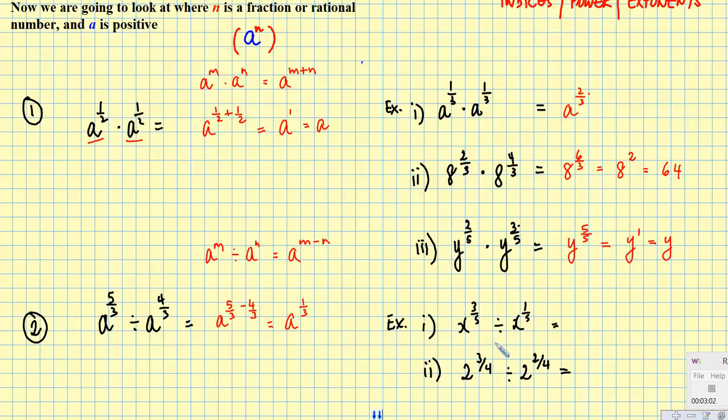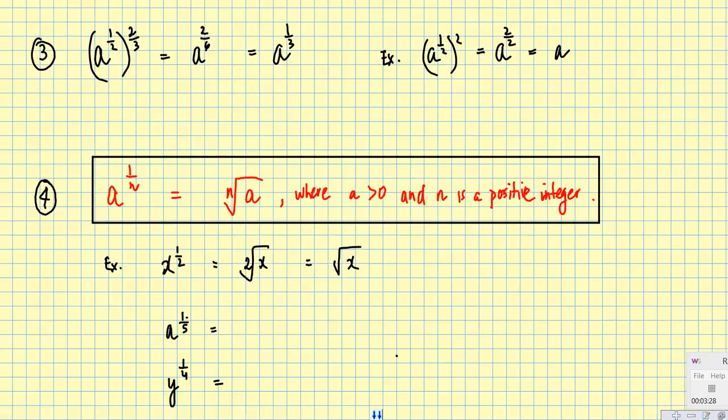And I'll just do the next two very quickly. x to the 3/5 divided by x to the 1/5: because it's division, we are subtracting our exponents, and therefore we have x to the 3 minus 1, which is 2/5. And then the last one would be 2 to the 3/4 divided by 2 to the 2/4, or 1/2, and that would give us 2 to the 1/4. So that takes care of the first part.